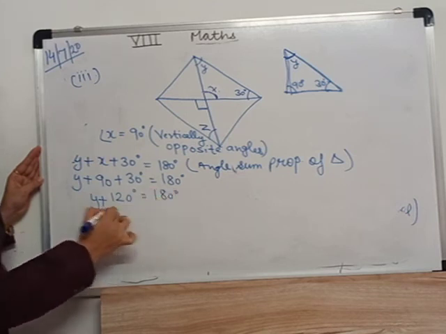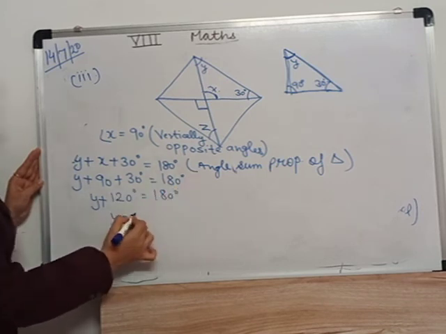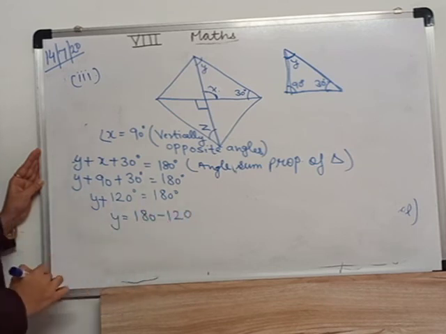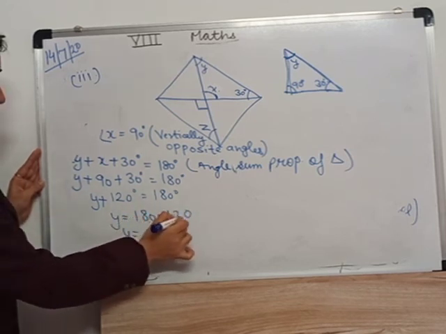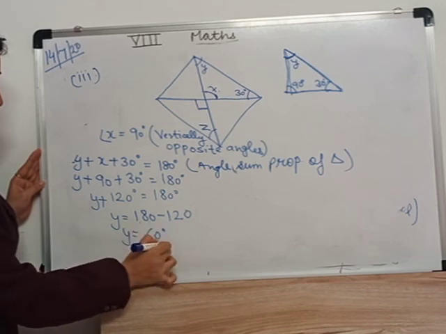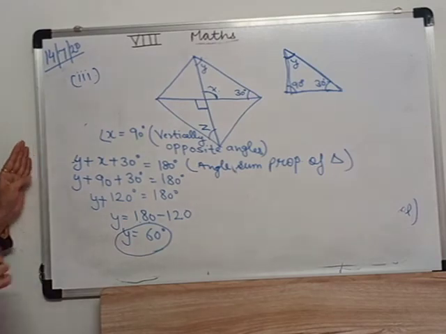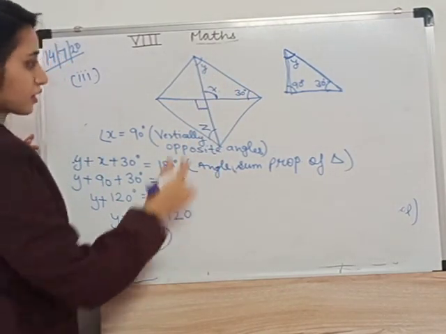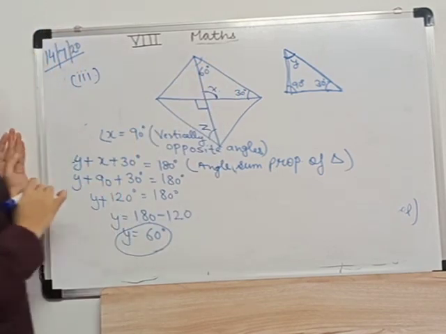Now how can we find the value of y? Using the transposing rule, shift this to the right side, and 120 comes with a negative sign. Now the value of y is equal to 180 minus 120, 60 degrees. In this way we can find the value of y. Now the value of y is 60. So we can write the value of y is 60.